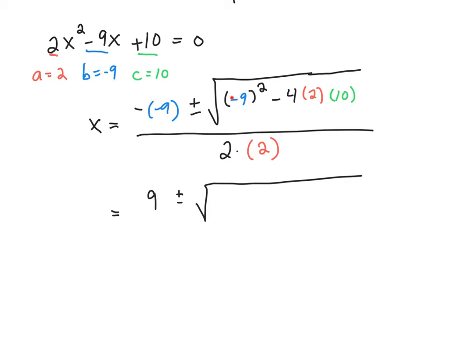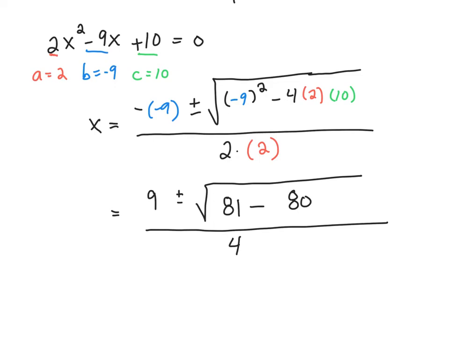All right, so first thing, negative 9 squared. So negative 9 times negative 9, that is 81. So this is 81 minus 4 times 2 times 10. So 4 times 2 is 8. 8 times 10 is 80. So I get an 80 over here, all divided by 4.